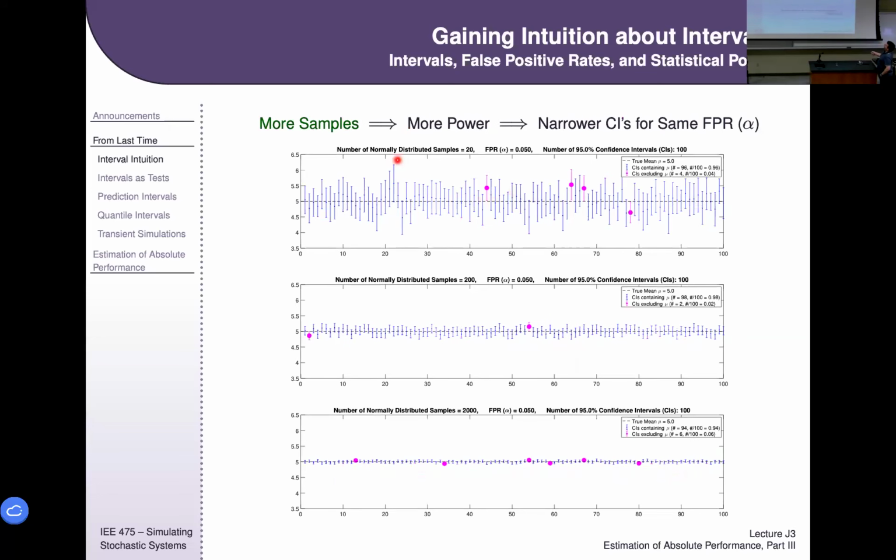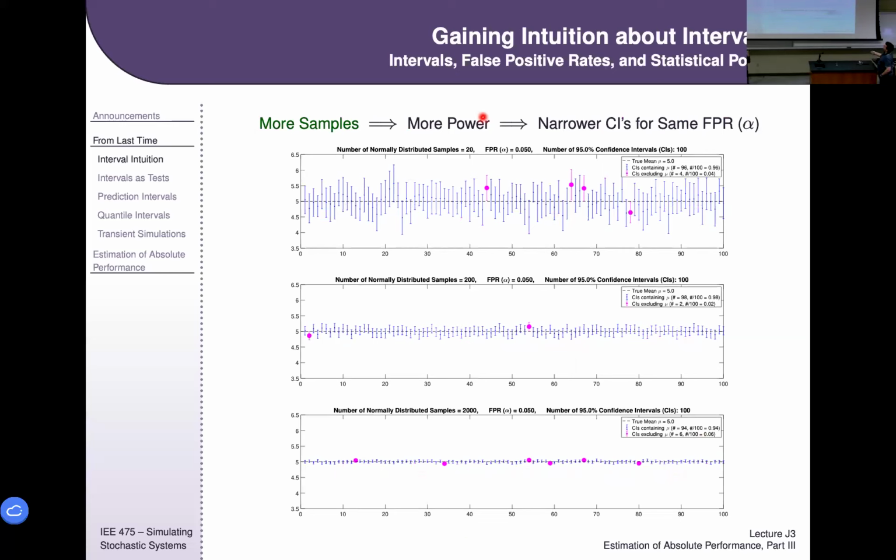All right, so now here, these are 3 different examples where it's the same idea, but I'm changing the number of samples. So right here, I'm using 20 samples. This middle one I'm using 200. And this bottom one I'm using 2,000. Otherwise, this is a 95% confidence interval in all of these.